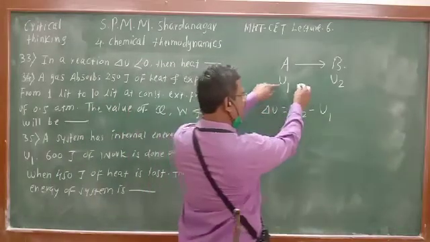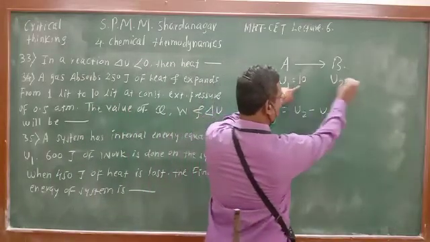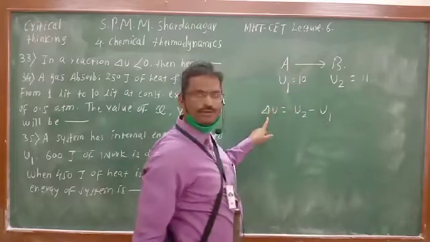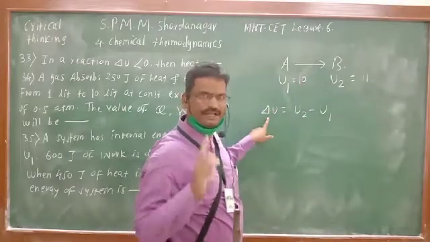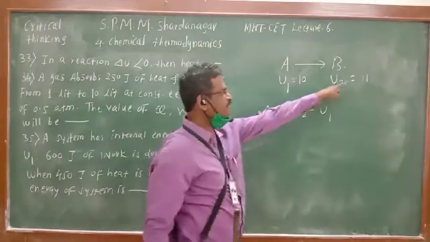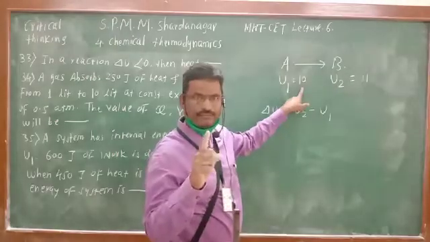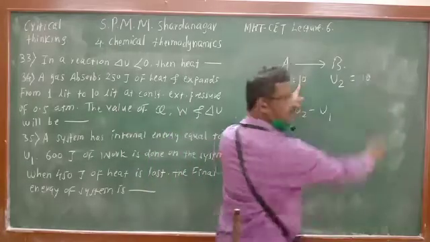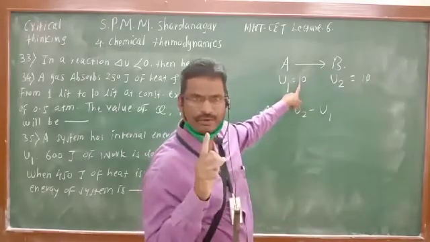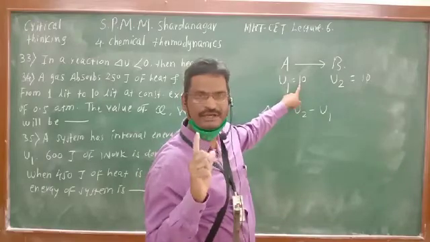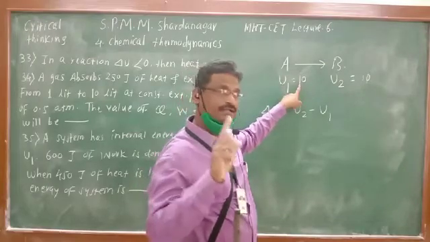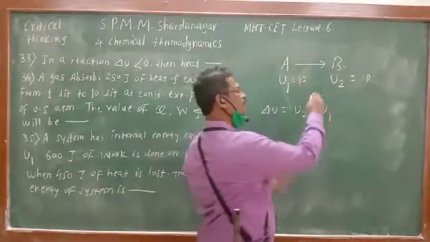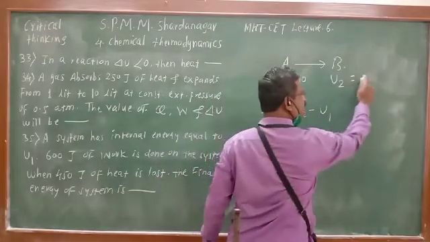Suppose U1 is equal to 10 and U2 is equal to 11. What is delta U? Positive or negative? It is positive because it is 11 minus 10, plus 1. If this is 10, this is also 10. What is delta U? Is it positive, negative or 0? Now it is 0. 10 minus 10 will be 0. And now this is 10 and this is 9.